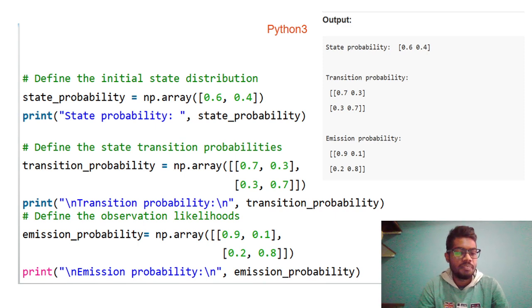transition probability. And finally, define the observation likelihoods. emission_probability equals np.array([[0.9, 0.1], [0.2, 0.8]]). The emission probability is a 2x2 matrix. Print the emission probability. Coming to the output, state probability is 0.6, 0.4. Transition probability is 0.7, 0.3 and 0.3, 0.7. And finally the emission probability is 0.9, 0.1, 0.2 and 0.8.